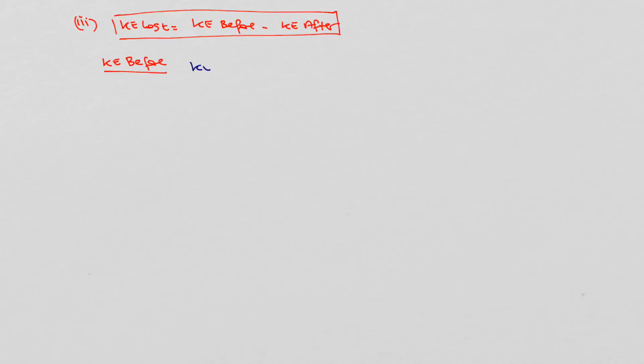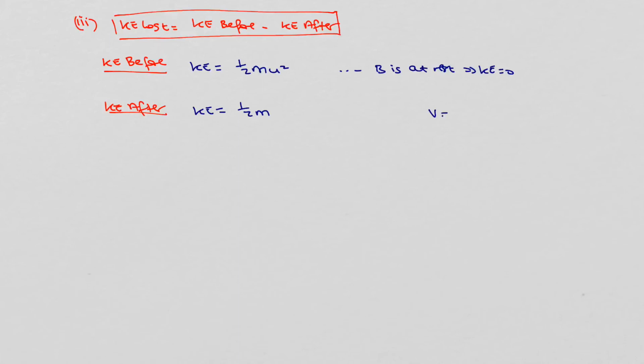Our kinetic energy beforehand is simply a half mu squared, because sphere B is at rest, so it doesn't have any kinetic energy. Therefore, its kinetic energy is 0. And then if we're looking for our kinetic energy after, that must be a half m and then v squared, and of course we have to work that out to the side.